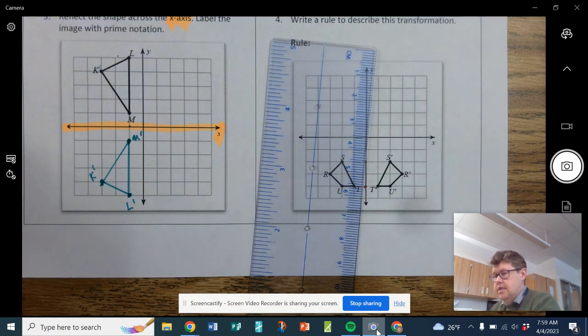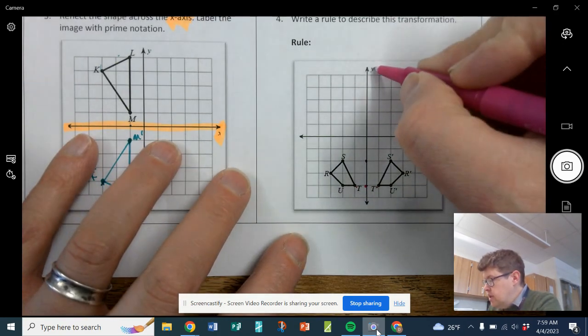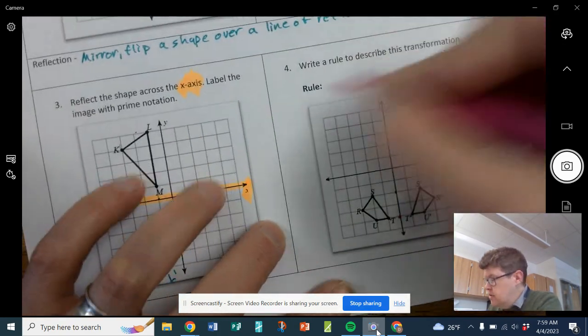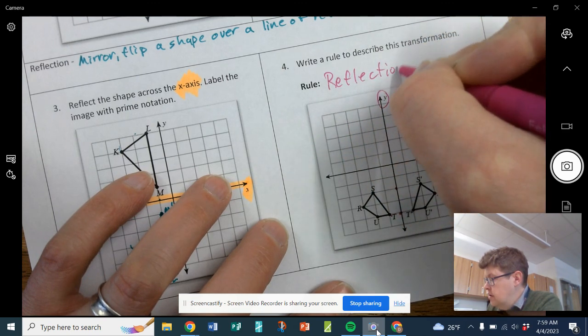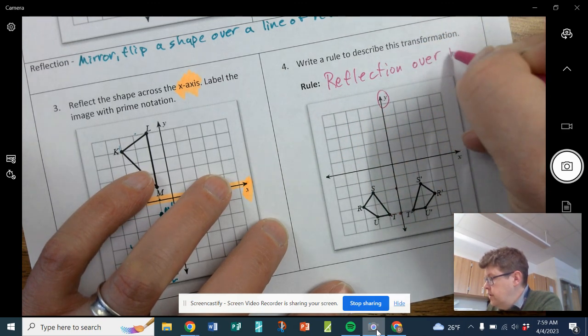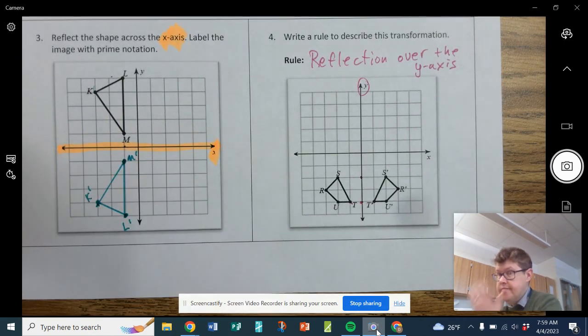And that's the line. I mean, you don't even need it. I'm not even going to do it because you just don't worry about drawing that line of reflection. You can just know that it's the y-axis, right? So the rule is the shape had a reflection over the y-axis, right? Simple as that.